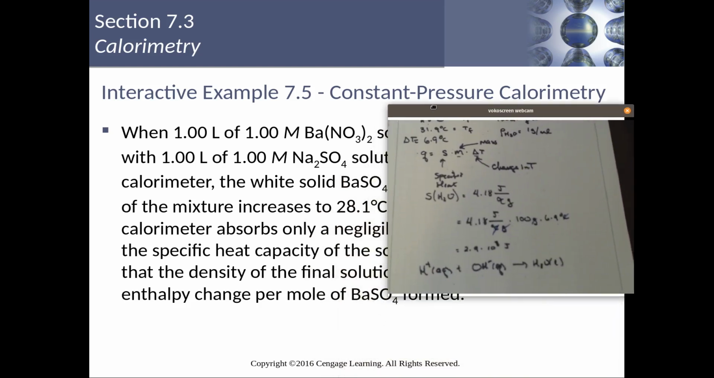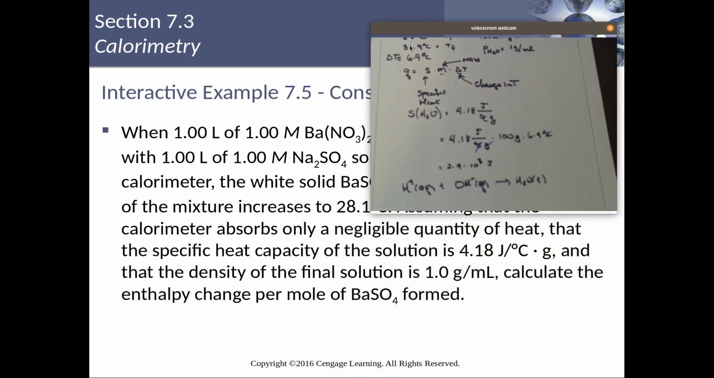The key information in all of this is that you want to make sure that the calorimeter absorbs a negligible amount of heat. So 4.18 joules per gram per degree Celsius is the heat capacity of water. The assumption that we're making in all of this is that the largest contributor to the heat capacity of the solution is that of the water.